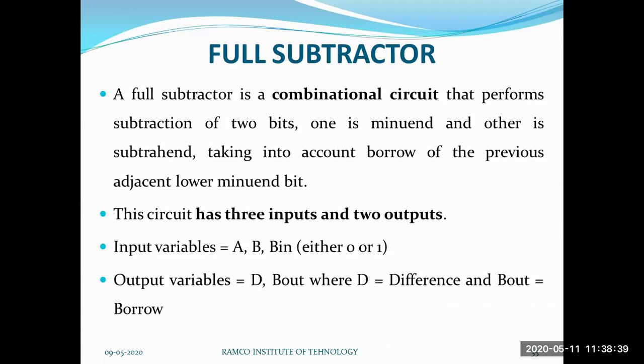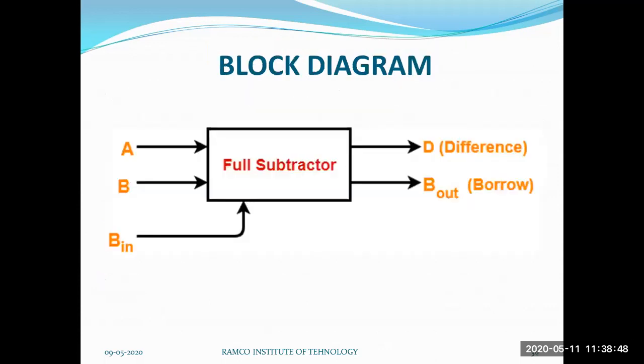So here the circuit has three inputs. One is A, B, and the third one is B in. The outputs are difference and borrow. So this is the block diagram of a full subtractor.